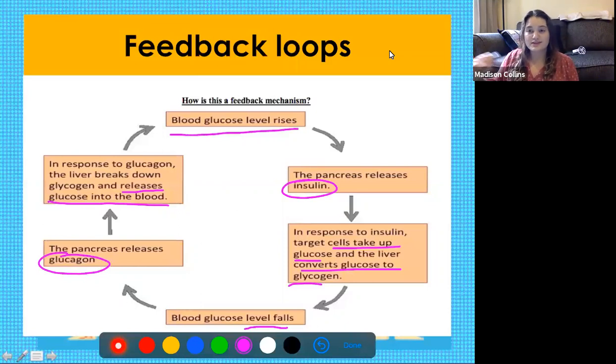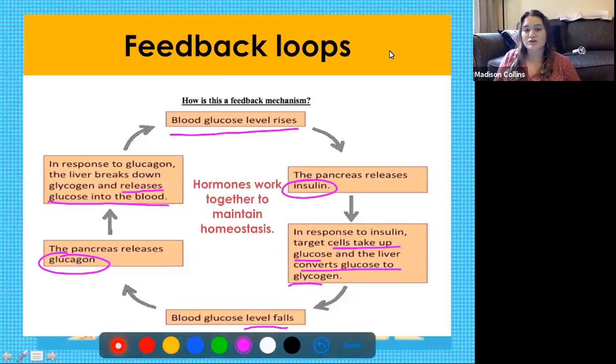And this is a never-ending process. This cycle is constantly happening in your body, where when your blood sugar rises, your body releases insulin to lower it. But when it gets too low, your body releases glucagon to raise it back up. So overall, these two hormones are going to work together to maintain our favorite word, homeostasis. It helps keep things stable in your body and make sure that you are as healthy and happy as you can possibly be.